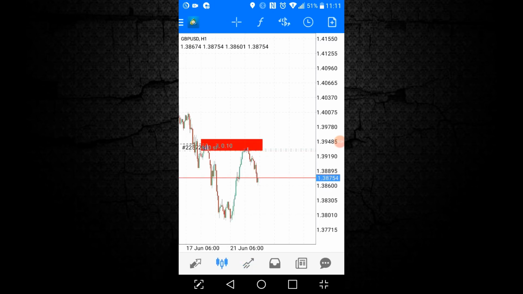and if we go back to charts you can see my stop loss is below the sell order. This means now this trade is a risk-free trade, so no matter what happens I will never lose on this trade.